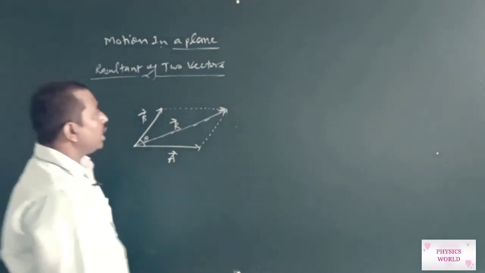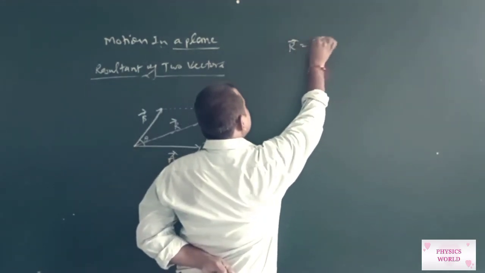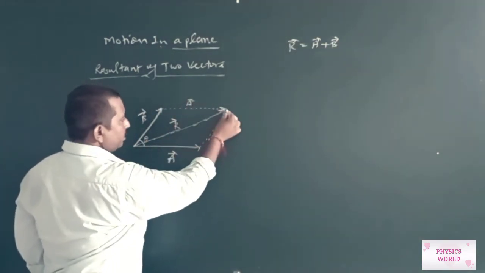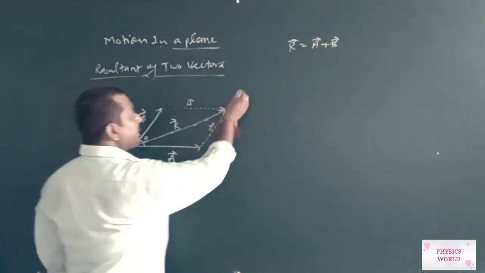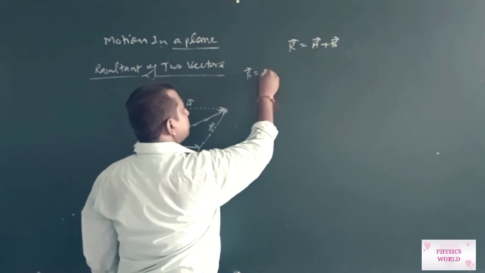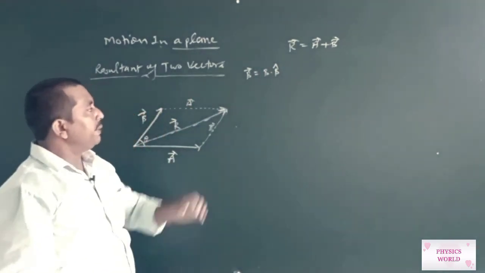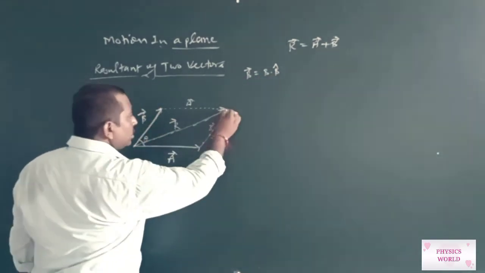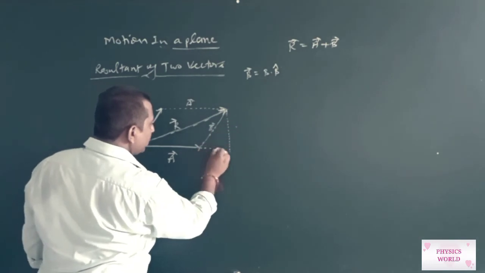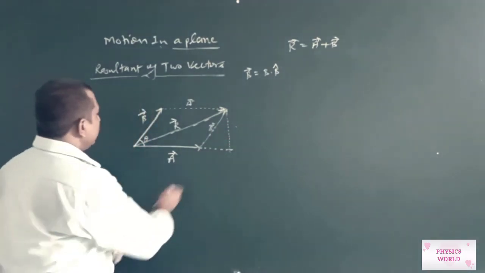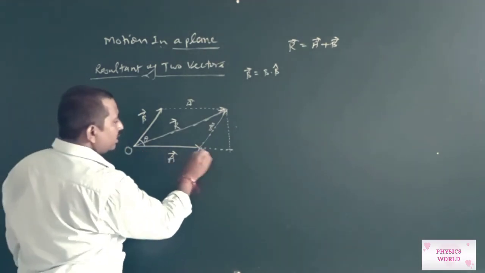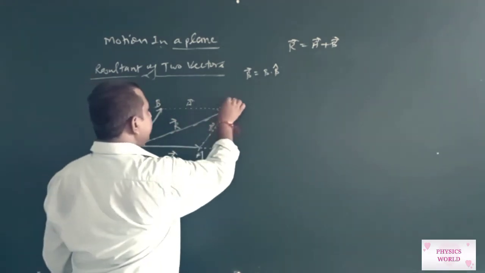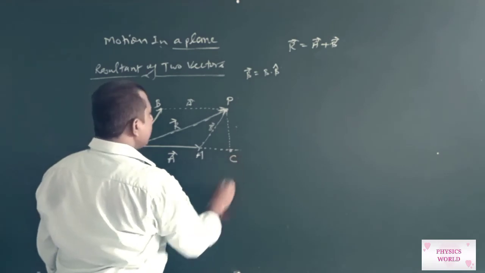Suppose that this vector is R. R can be expressed as vector A plus vector B. This is vector A and this will be vector B. We know that any vector can be expressed as the product of magnitude and direction. If we draw a perpendicular and elongate the line OA in the forward direction, then we get what? Suppose that this point is B, this is P and this one is C.